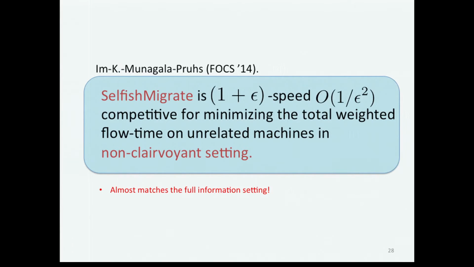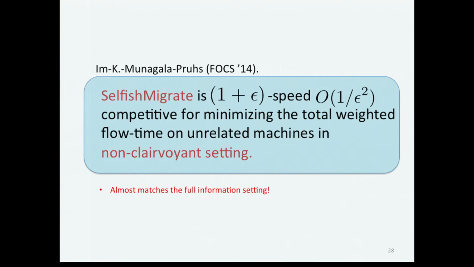Okay, and we show in our work that there is such an algorithm indeed, and we call it selfish migrate, and it almost achieves the same guarantee: if you give me 1 plus epsilon speed, we can show an algorithm which is 1 over epsilon square competitive. In the full information setting, it was 1 over epsilon, and in this non-clairvoyant setting it is 1 over epsilon square. But pretty much, it matches the bound.